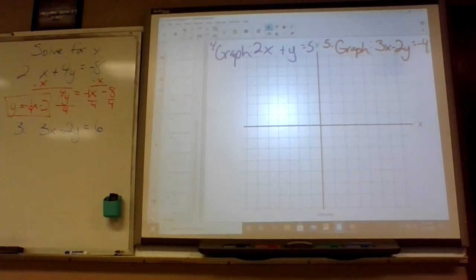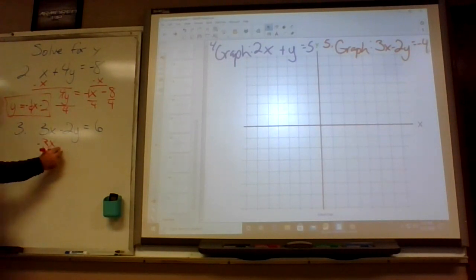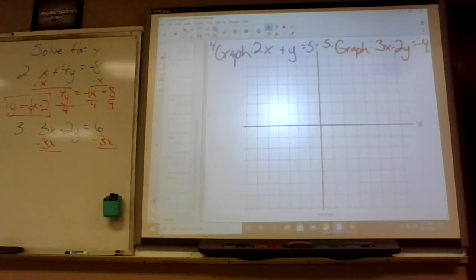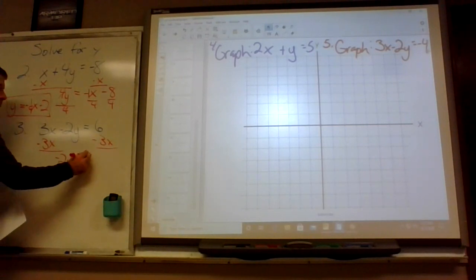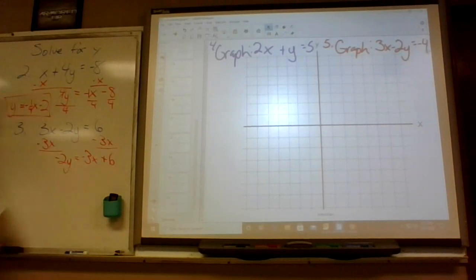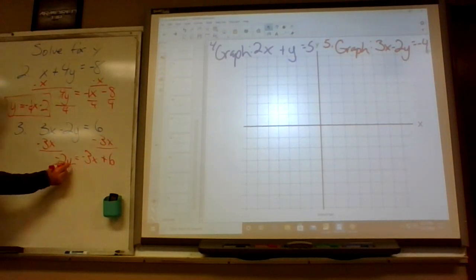Leo wants to. Who did number 1? Leo's raising his hand. Minus 2x, negative 2x actually, and then minus 3x. Y is the one thing we don't want to move. You're trying to get it by itself. Get rid of everything else. Negative 2y equals 3x minus 6. Well, that's a positive 6 right there, so it's actually a plus 6. And then you divide by negative 2.